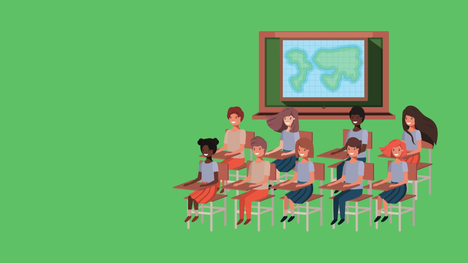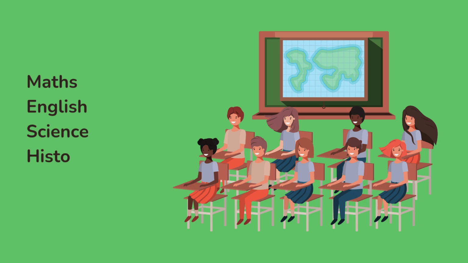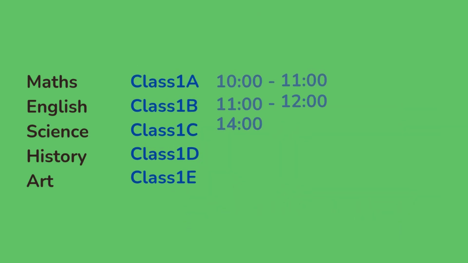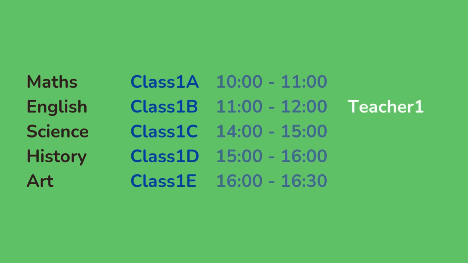Suppose you have 5 subjects: math, English, science, history, and art. Each subject needs a classroom and a time slot, and some teachers can only teach at certain times. On top of that, some classrooms might not be available at specific times, and you don't want 2 classes happening in the same room at the same time. This creates a complex web of variables and constraints.